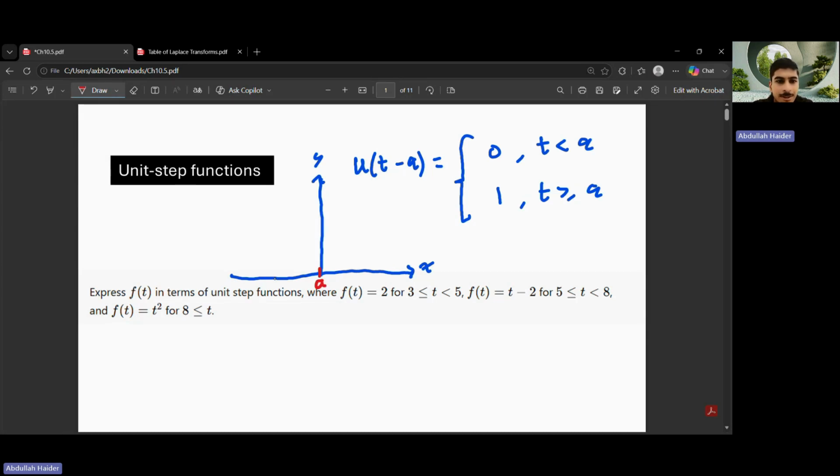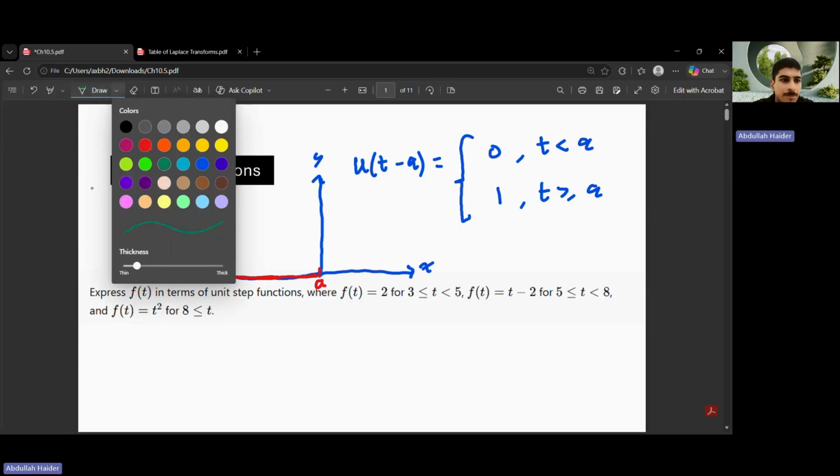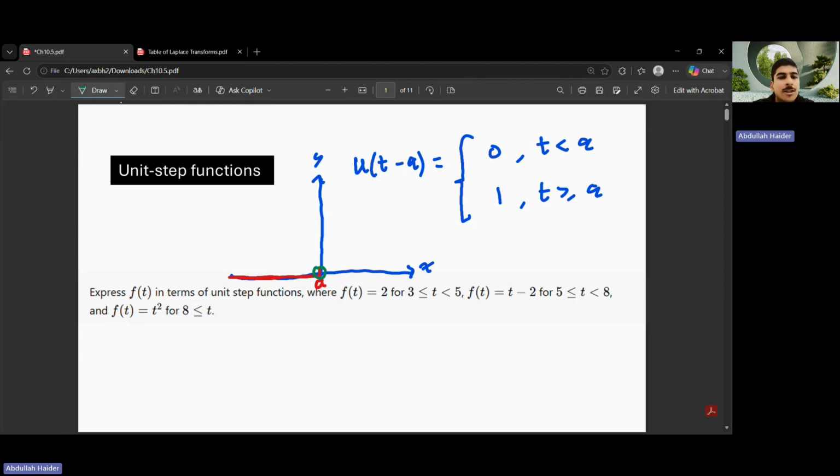So in this case, what this means is I will have an off state, like if you think of it like switches. Before a, 0 means a switch is off, and by the way, there's going to be a hollow circle here. And 1 for t greater than or equal to a means the switch will be on, and this is how the graph looks. So just to give you a general idea, a unit step function gives us a function on or off.